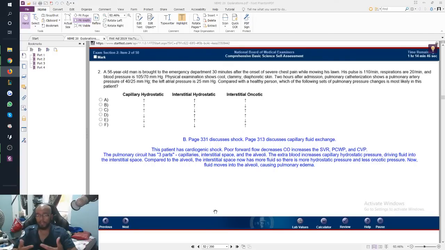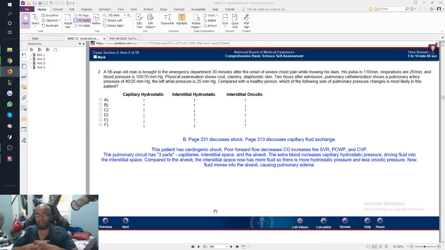And when you see stuff like that, you're thinking of something in regards to shock. The question that we saw in block 1 was related to hypovolemic shock in a patient that was vomiting a lot. Here we have a patient with chest pain from mowing his lawn, right? Severe chest pain. Physical exam shows cool, clammy, diaphoretic skin, so he's very sweaty.